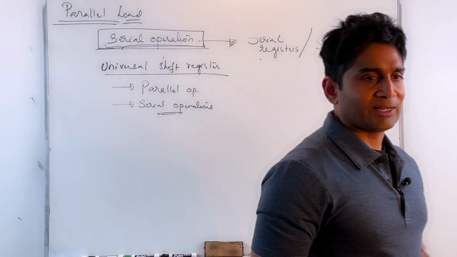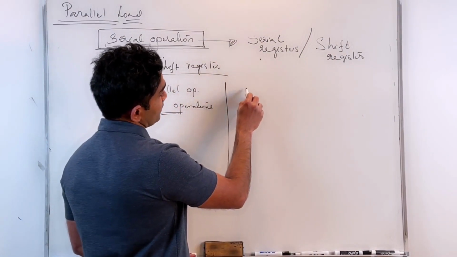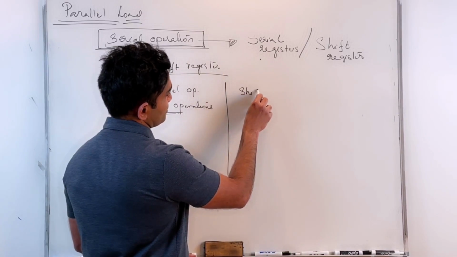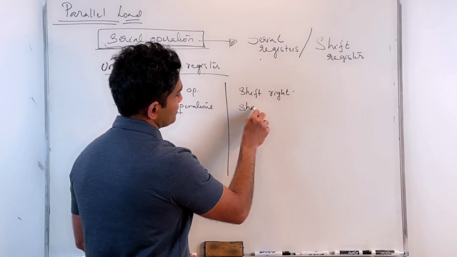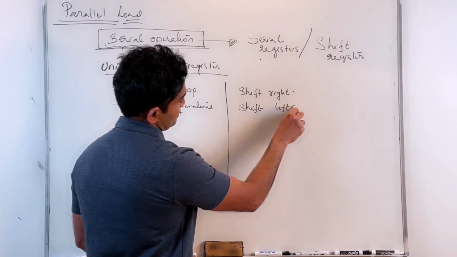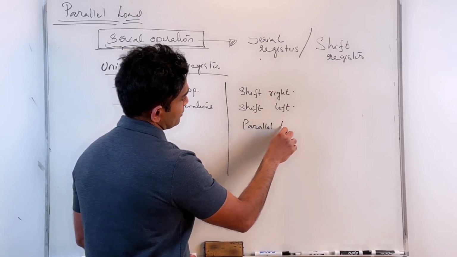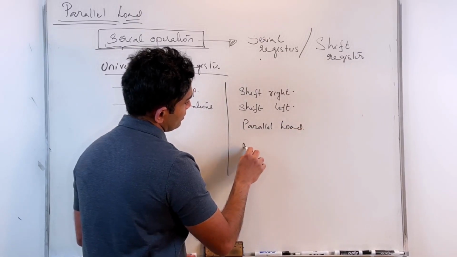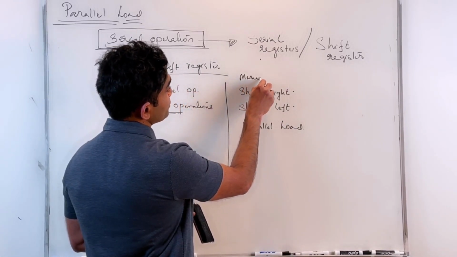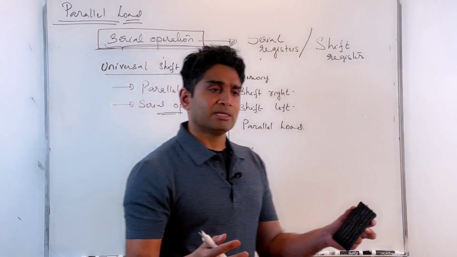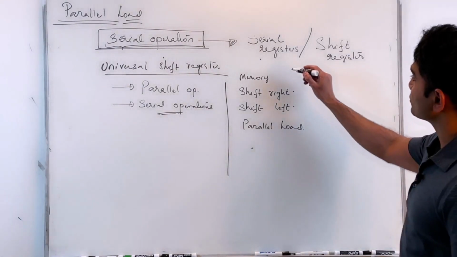Okay. So when I say parallel and serial operations, this is what it can actually do. You can do shift right, shift left, parallel load, or memory. We can just do memory here. It can be used to store information. That means you don't want to do anything. Once I've stored something, I want to keep it, and with each passing clock pulse, I don't want to change the data. That constitutes a memory condition.